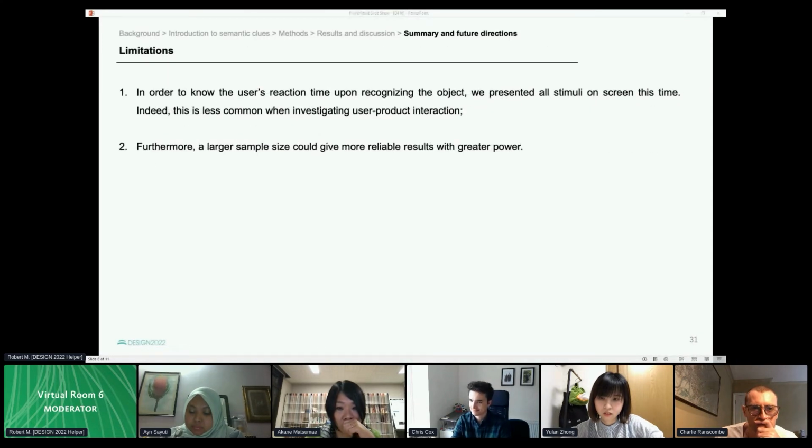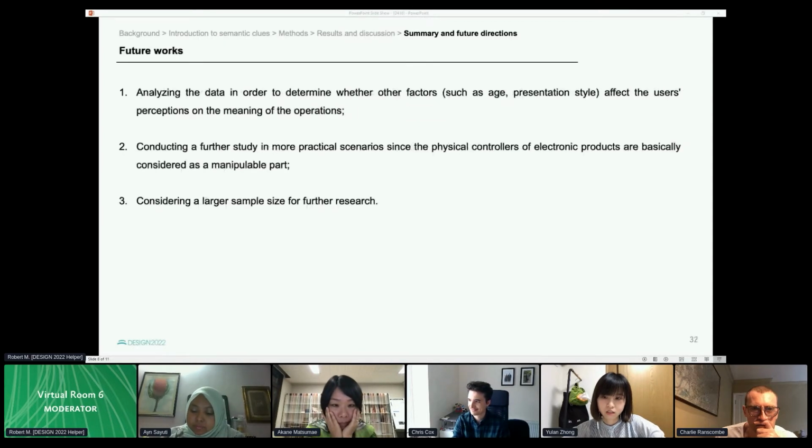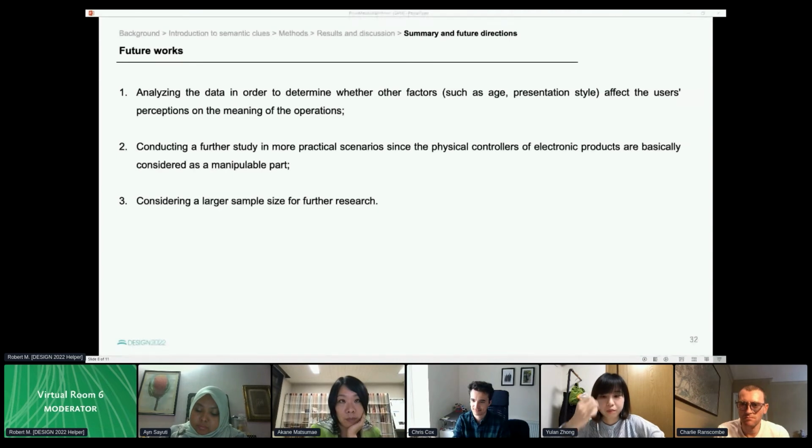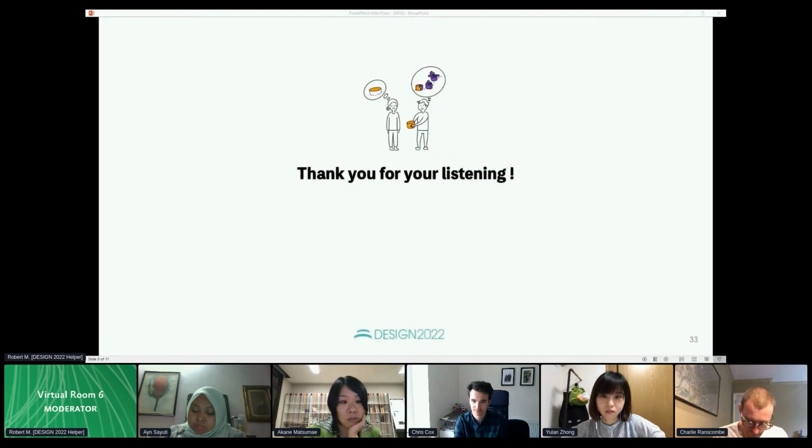As for limitations, we presented all stimuli on the screen to collect the user's reaction time. Indeed, this is less common when investigating user-product interaction. Furthermore, a larger sample size could give more reliable results with greater power. So our future work will focus on analyzing the data to determine whether other factors affect users' perceptions, and conducting a further study in more practical scenarios with a larger sample size. That's all. Thank you for listening.